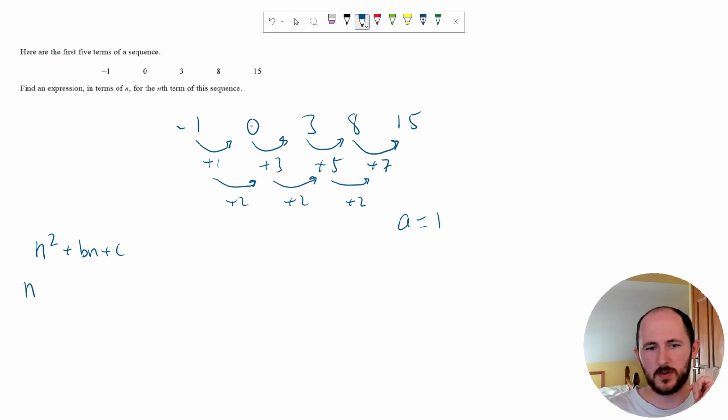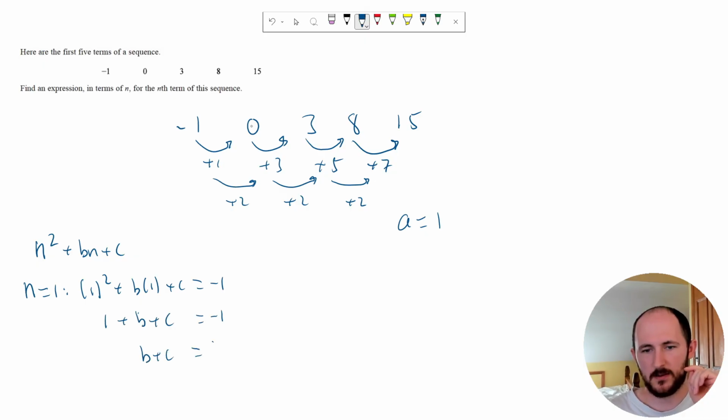So when n equals 1, what do we get? We get 1 squared plus b times 1 plus c equals negative 1. So we get 1 plus b plus c equals negative 1. So that's b plus c equals negative 2. Okay, because you subtract 1 from both sides. Then we do the same thing with n equals 2.